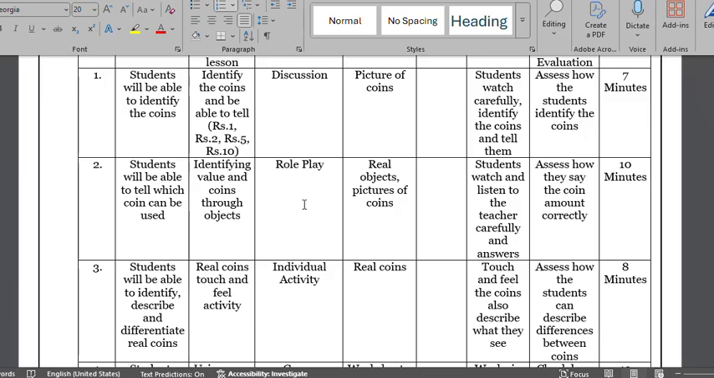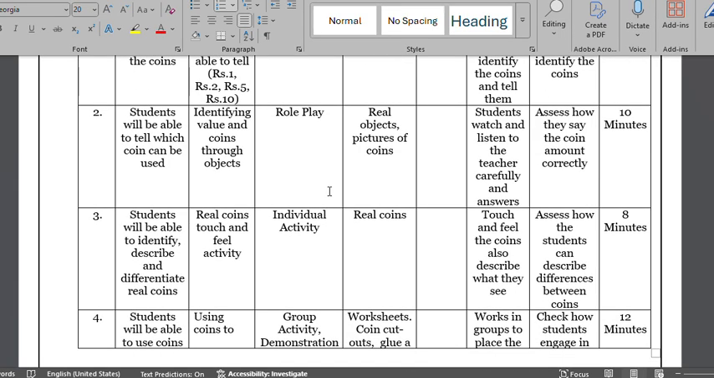So here, a role play means the teacher will use some real objects. She will show a pencil and say, this pencil is 5 rupees, so what is the coin we want to give? The student should pick the 5 rupee coin and show it. Like that, these steps will happen. So the students pick, and the teacher will do this kind of role play.